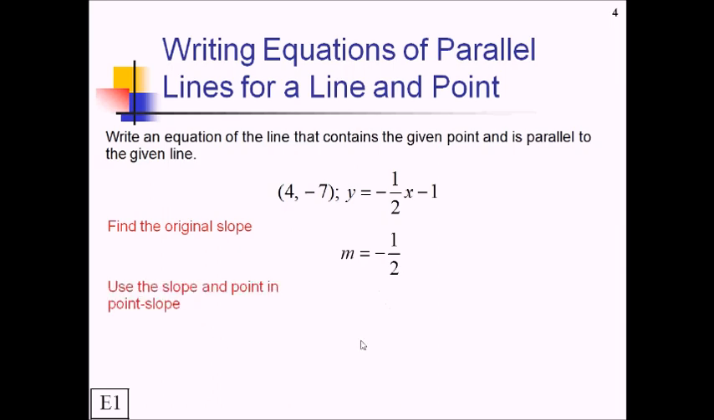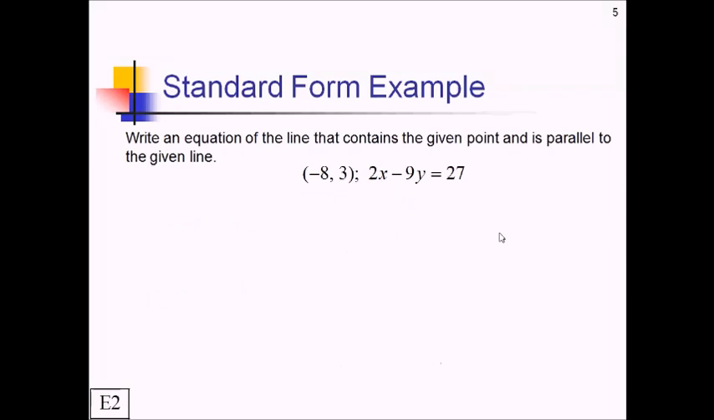So first off, let's write that point slope formula just in case we forgot it. So we're going to have y minus -7, or y plus 7, equals -1/2 parentheses x minus 4. That almost seemed too easy, right? So we need to make things a little bit tougher.